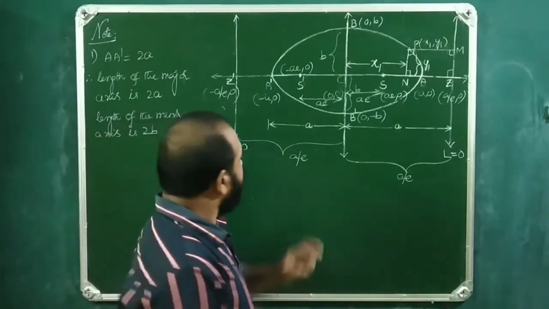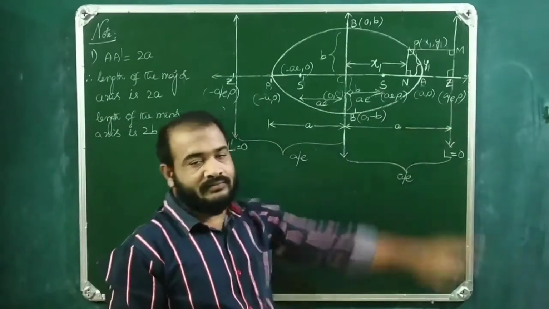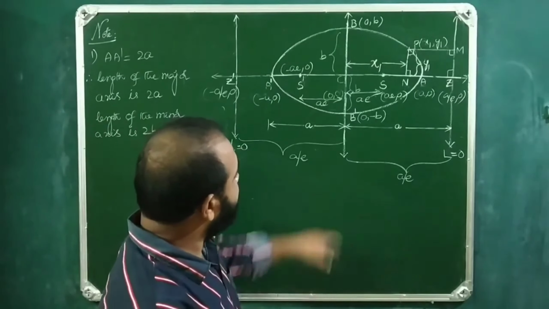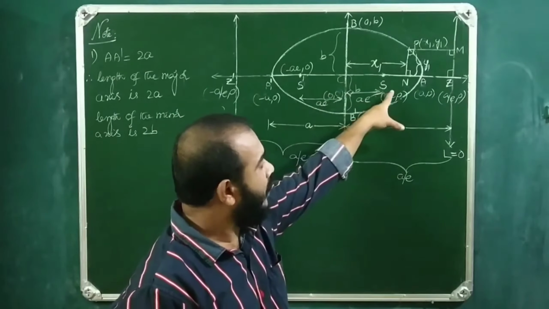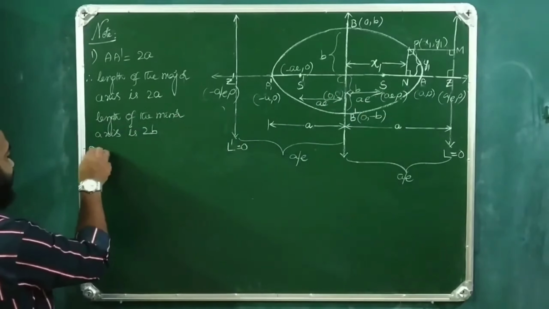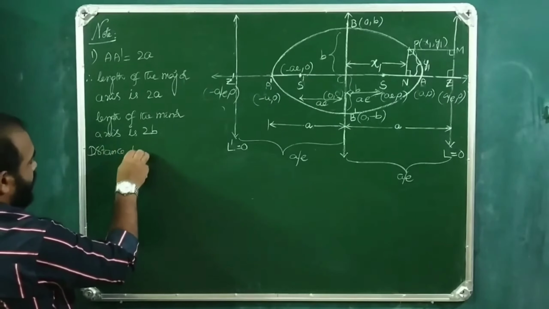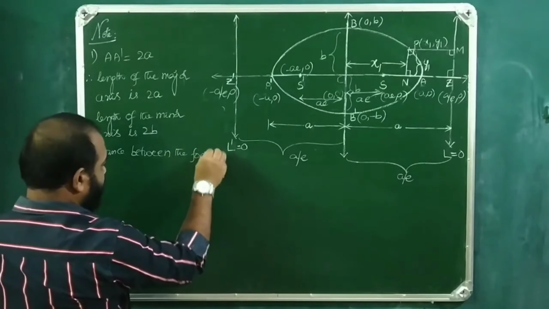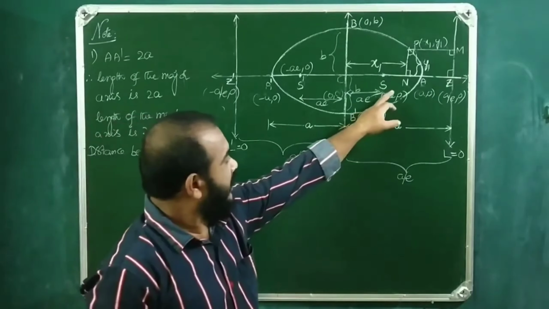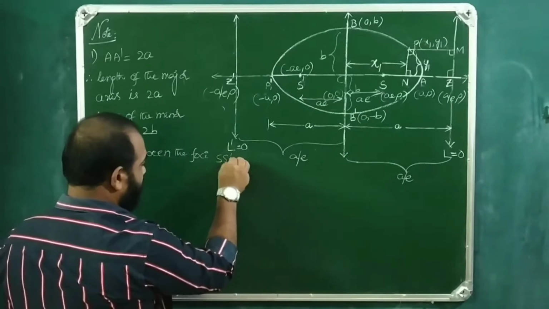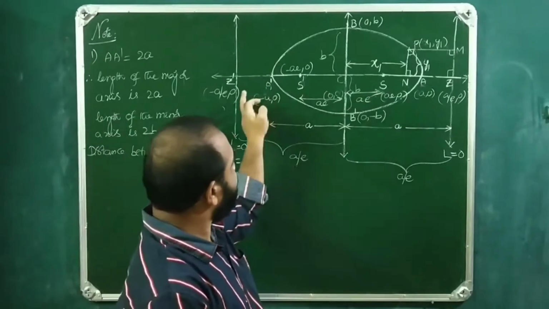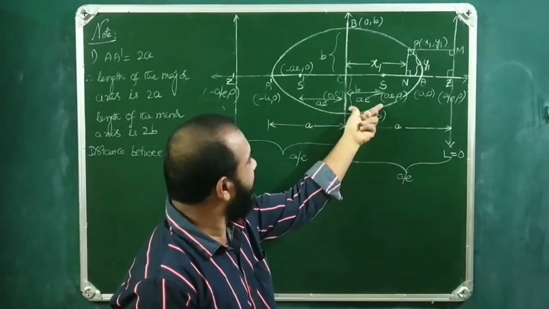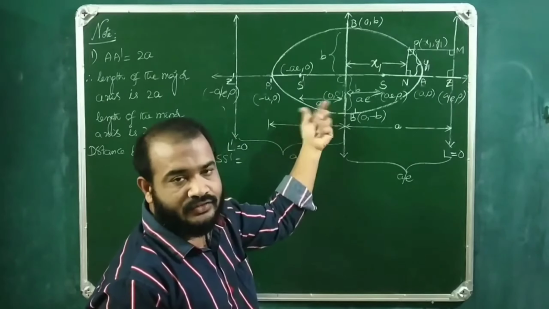Now, the distance between the foci is SS dash. What is SS dash? CS plus CS dash. CS is AE, CS dash is AE. So 2AE.